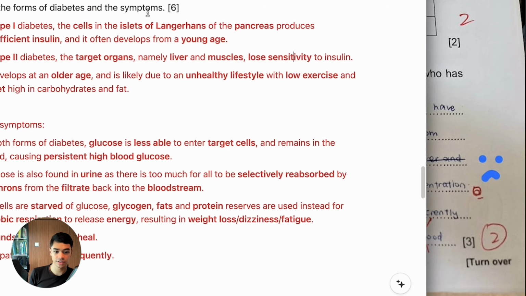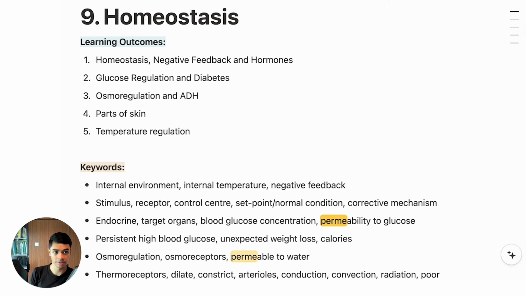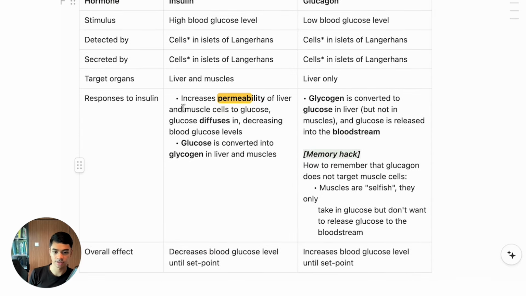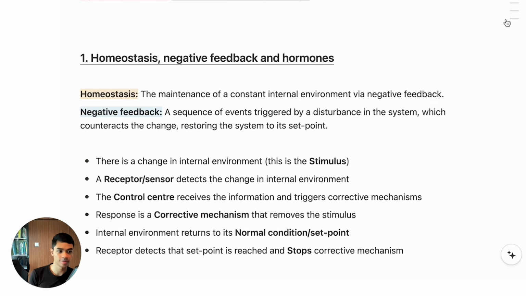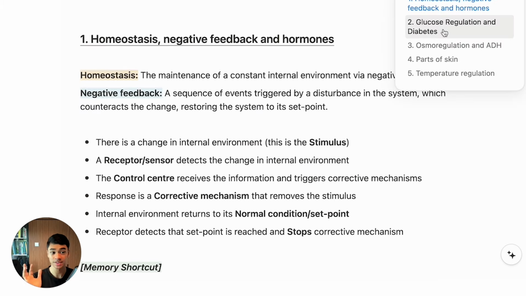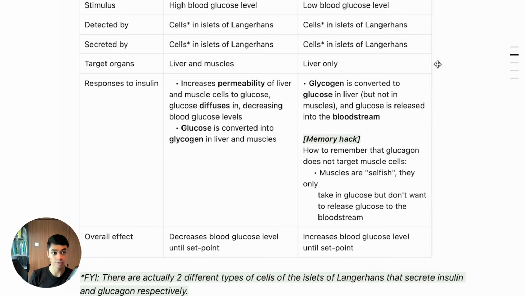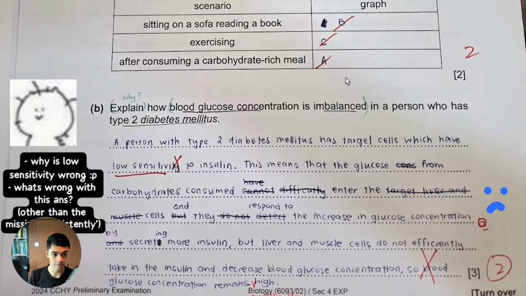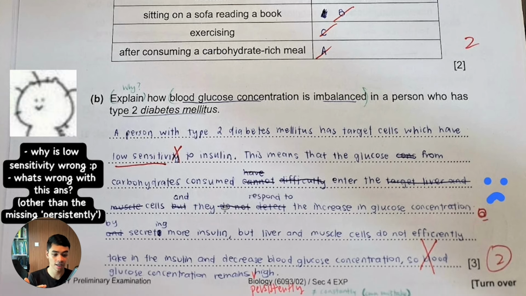Okay, so what's the phrasing to use, right? Makes cells more permeable to glucose. Okay, see this? It's right here. So this is what we are going to say, that because the cells have lost sensitivity to insulin, now even though insulin comes, it fails to increase the permeability of liver and muscle cells to glucose. So more glucose does not diffuse in. So glucose will remain outside in the bloodstream. That results in persistently high blood glucose.